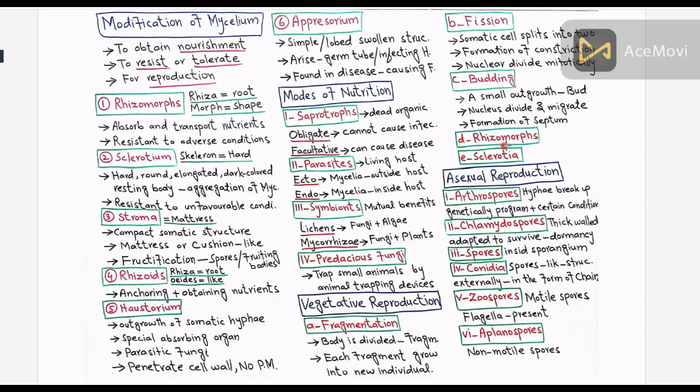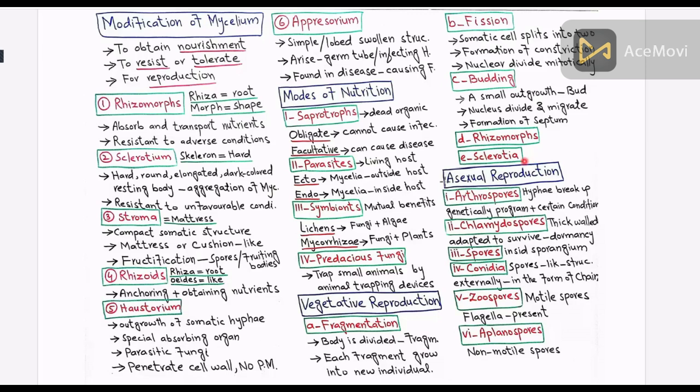The other two types we have already discussed in our previous topic, rhizomorphs and sclerotia. These are modifications of hyphae which are resistant to unfavorable conditions and may remain dormant for longer periods and germinate on the return of favorable conditions.